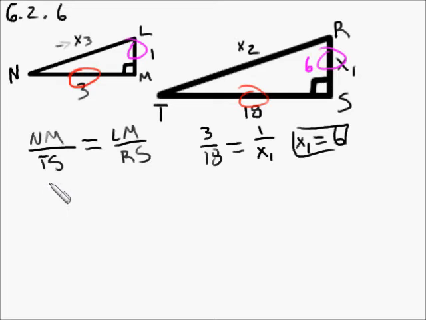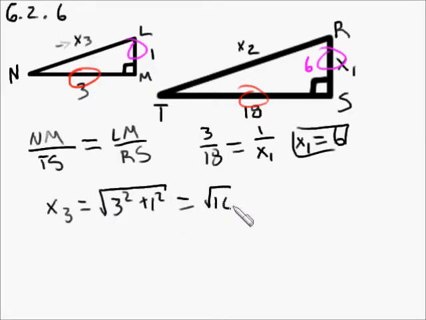So, we don't have proportionality here, but we do have that it's a right triangle. x3 is equal to, Pythagorean theorem time, 3 squared plus 1 squared. Take the square root of it. That's the square root of 10.